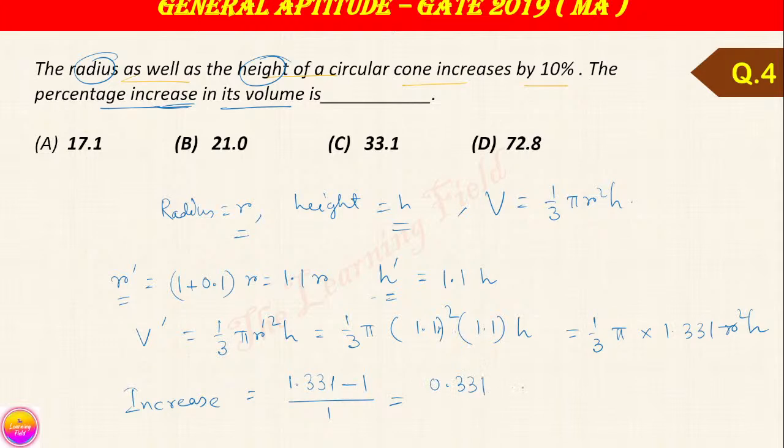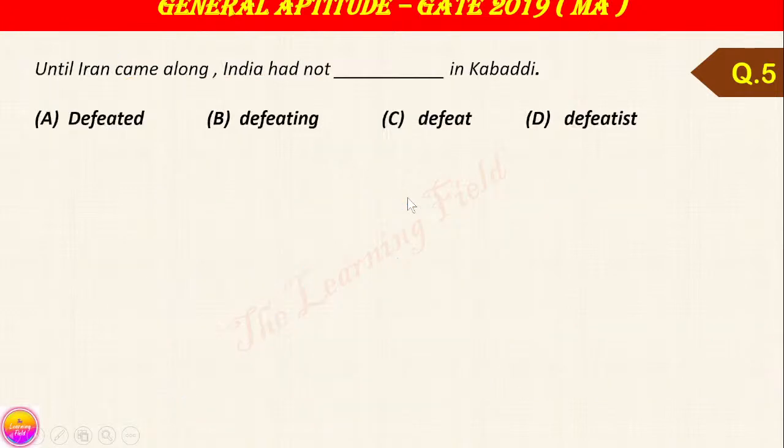0.331. Okay, and if we convert it to percent, then this is equal to 0.331 into 100%, so this is equal to 33.1%. Therefore option C is correct here. Okay, now we go to the next question.